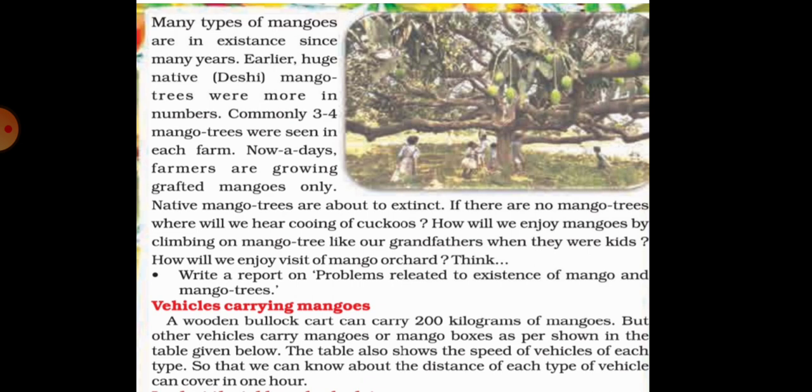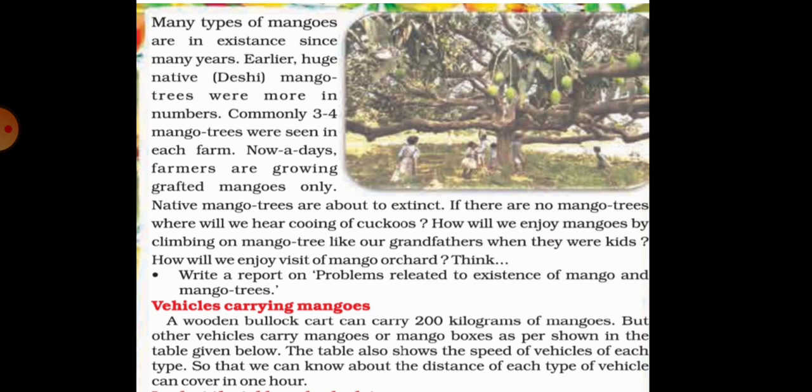Many types of mangoes have existed for many years. Yes, in part 1 we can also see the types of mango. There are so many types of mangoes. Earlier, native, meaning desi, mango trees were more in number. Commonly 3-4 mango trees were seen in each farm. Nowadays, farmers are growing grafted mangoes only. Native mango trees are about to become extinct.